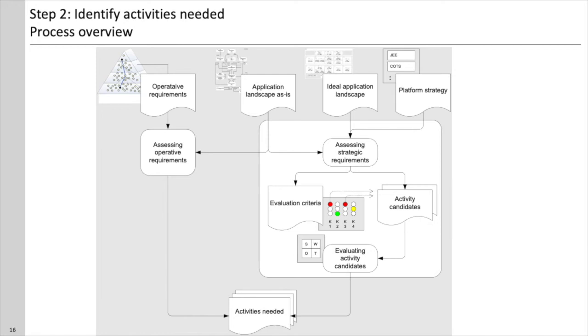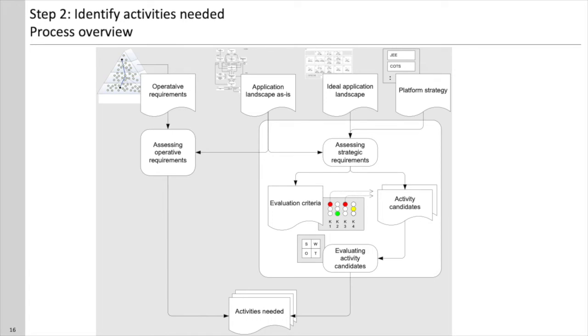Okay, so that's step one. Step two now is to identify the activities needed. Now we've got a complete understanding of our as-is situation: physical AL components, the underlying technologies, the application and integration platforms and their usage, as well as the mapping of what we found in the as-is situation towards the ideal situation. And from that, now we can find out what the necessary changes are.